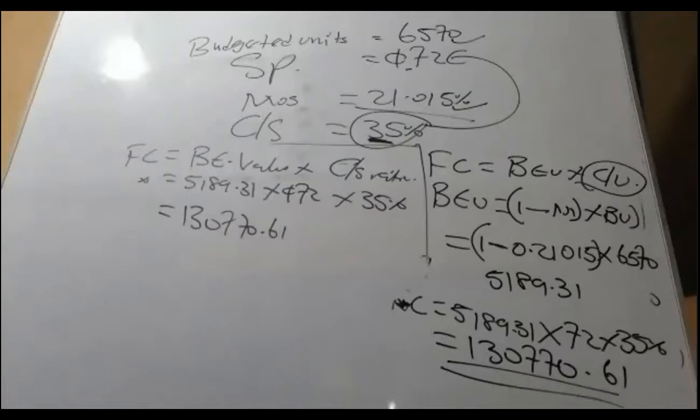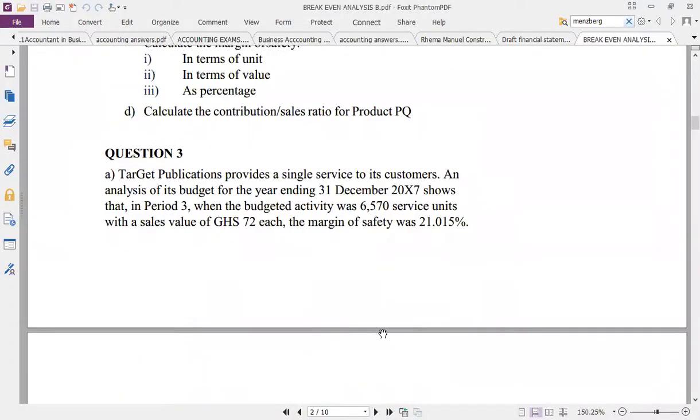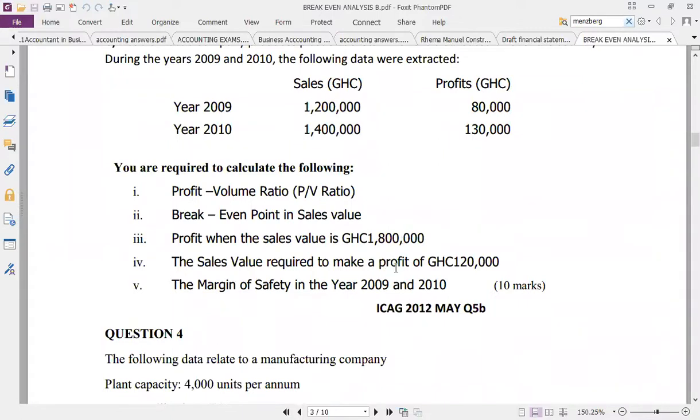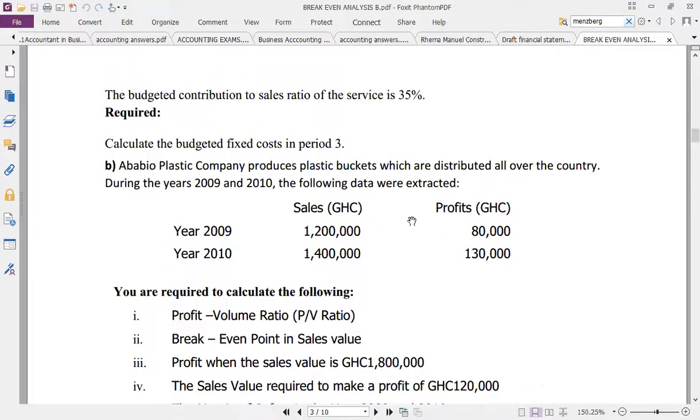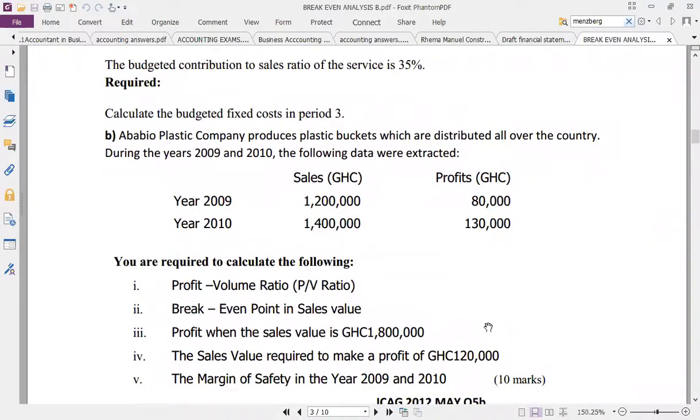Now let's continue the question solving. I'm solving the same place, Question 3B. That is ICMA 2012, Question 5B. Good. Now first, calculate the profit volume ratio. PV ratio. What is PV ratio? We know CS ratio, but now they're saying PV ratio. So which one are you going to calculate? So profit volume ratio. Good.